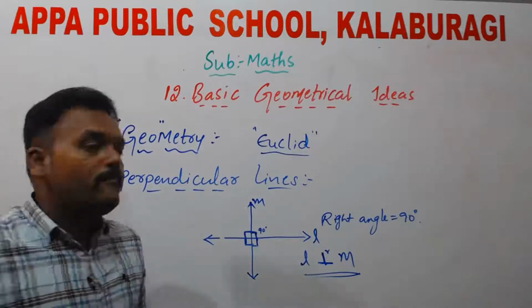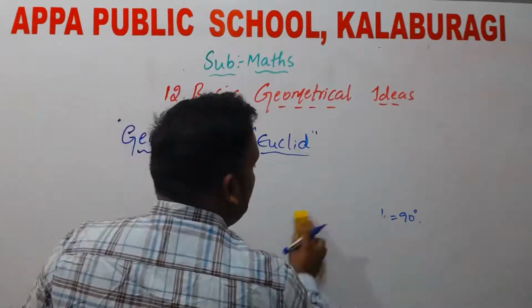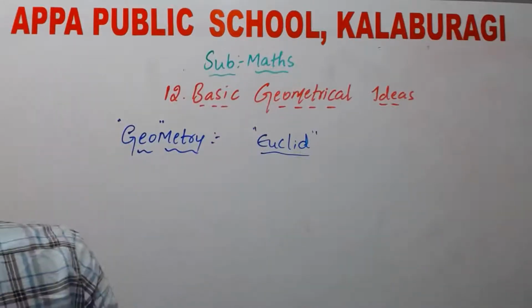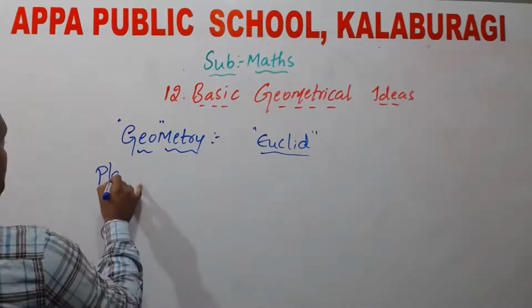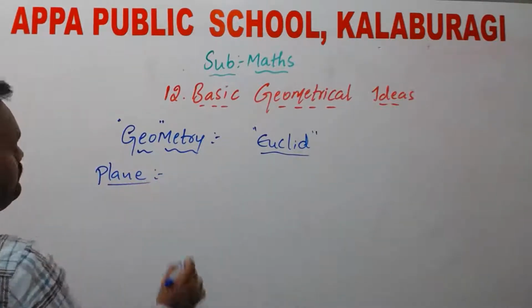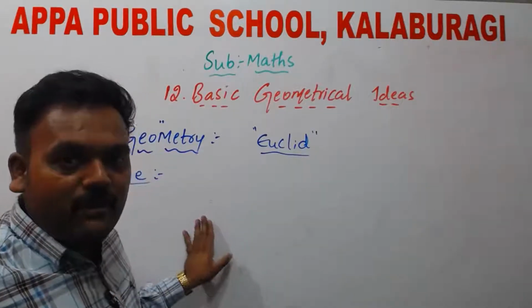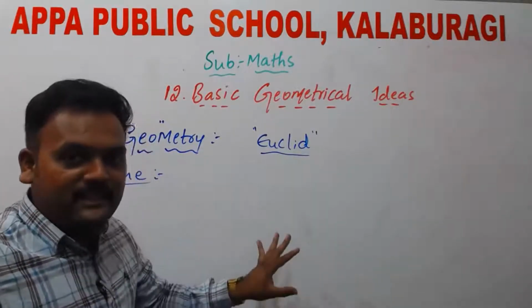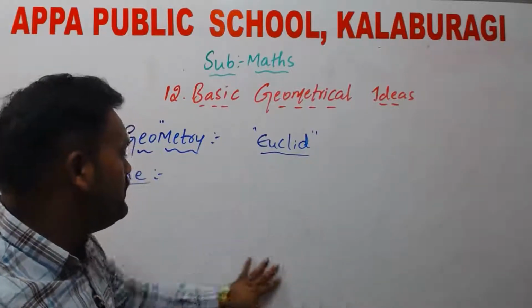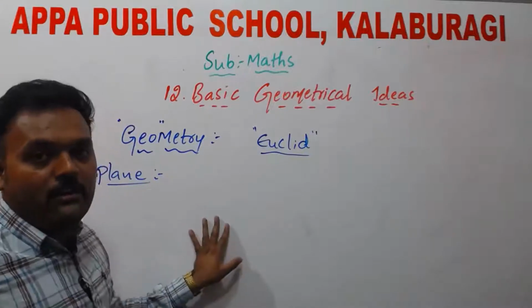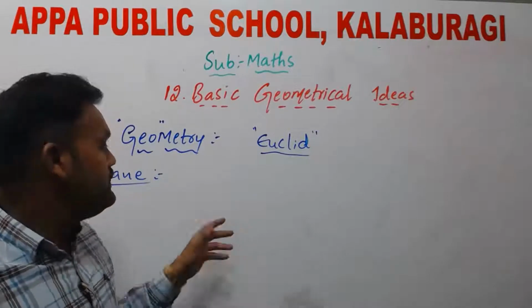See, the next topic is plane. So what is a plane? Plane means what? The surface of a board here. It is a plane. The surface of a board or slate or blackboard. You see, the surface of a blackboard is a plane. That is called a plane.